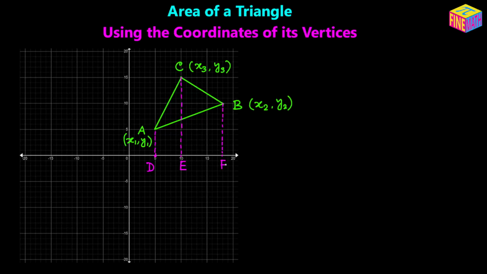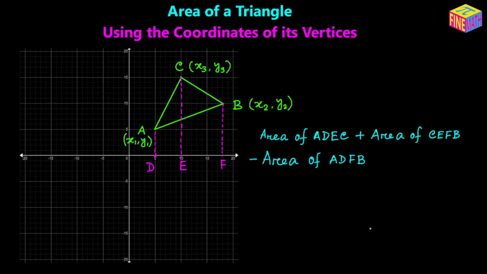Now if you think about it, if I take the area of the first two trapeziums, ADEC, and then add the area of CEFB to that, and then from there subtract the area of ADFB, the remaining area would be the area of our triangle ABC. Take a look at it carefully and think about it. So the sum of the areas of the two trapeziums ADEC plus CEFB, and from that sum if we remove the area of the trapezium ADFB, then that is going to give us the area of our triangle ABC.